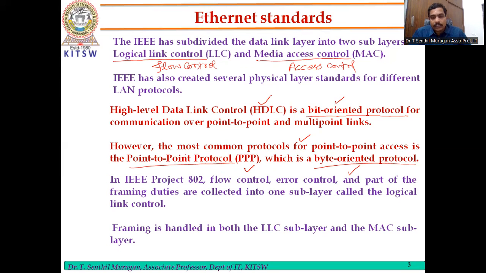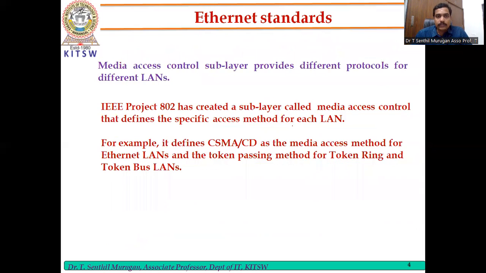So just remember the two sublayers: the logical link control layer and the medium access control layer. These two layers are not separate layers in the OSI model. In the OSI model, only the data link layer exists, but the IEEE split it according to the work into two sublayers. Media access control provides different protocols for different LANs.